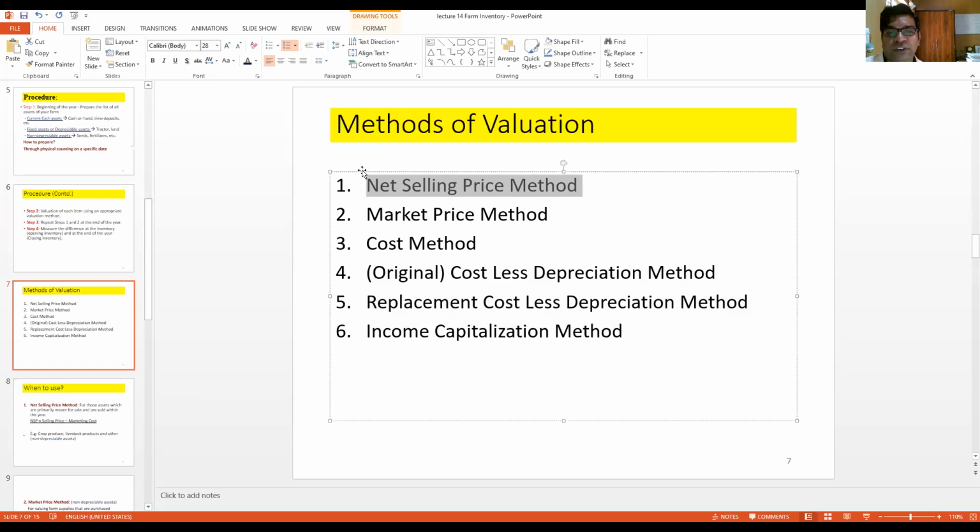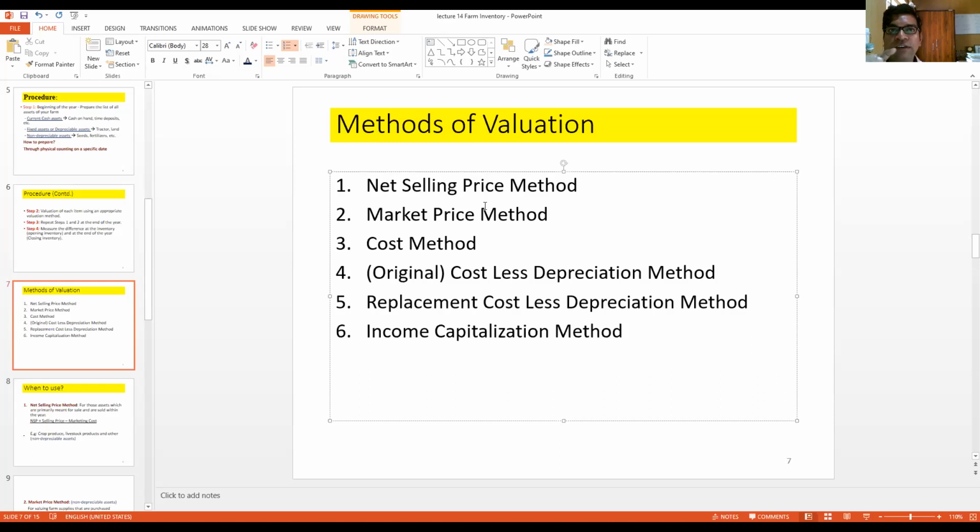Net selling price method. What is the net selling price? When you say net, net means what? We should find the difference. Difference of what? Difference of the selling price minus marketing cost. If the farmer is selling his groundnut in a market yard, he'll be facing some marketing costs: transportation cost to take his produce to the market, and then he'll be paying an entry fee and some commission charges. So there are some marketing costs involved.